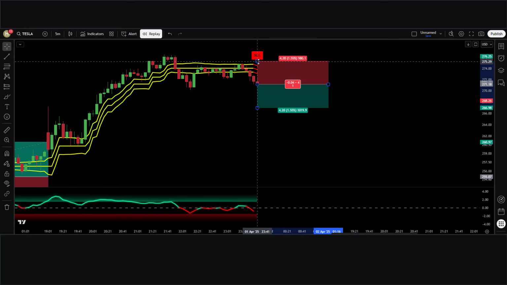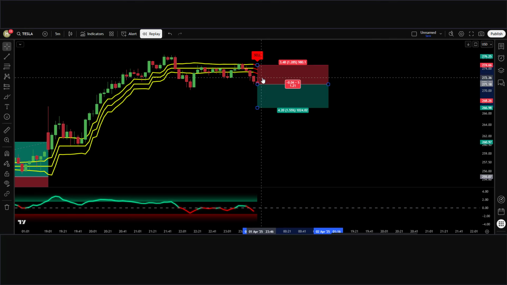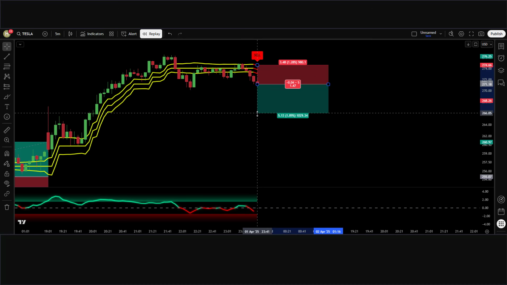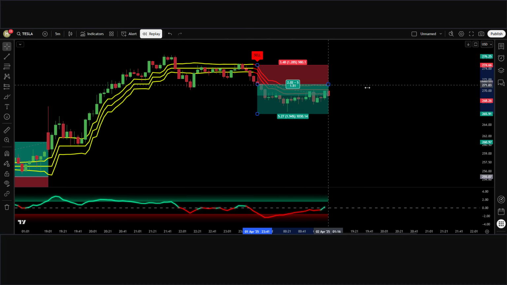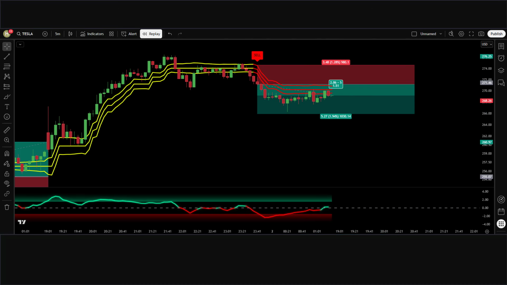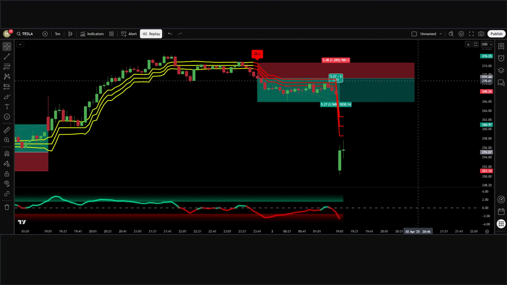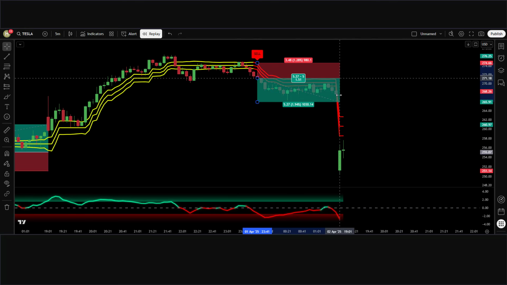Our stop loss will be placed at the red upper line of the buy-sell ATR Bollinger Band indicator. And the risk-to-reward ratio will be 1:1.5. Let's see what happens to our trade. Our trade is running in profit. We have won the trade. Wait for the next signal.